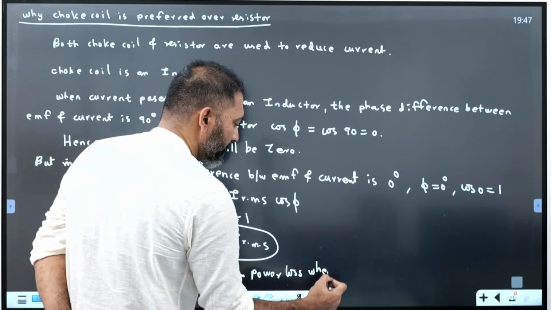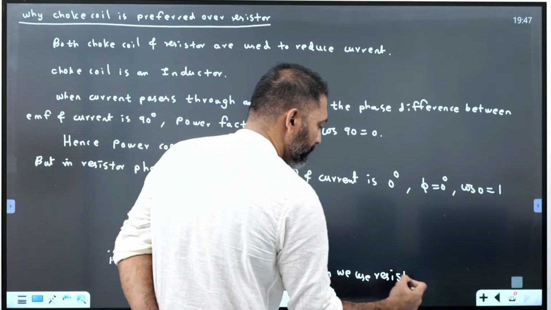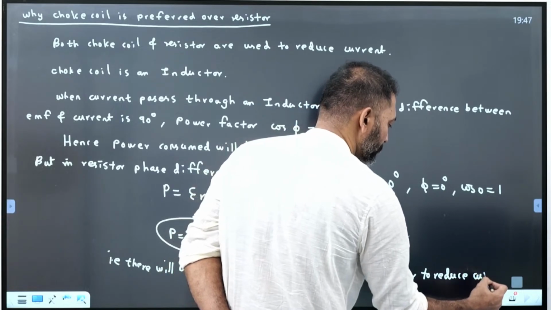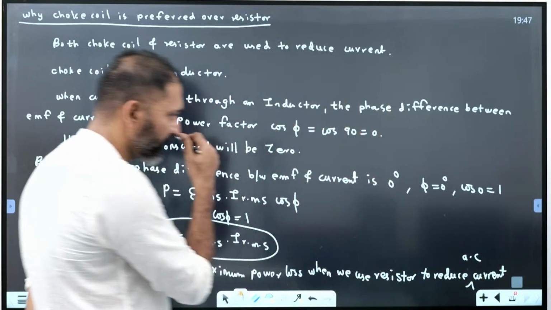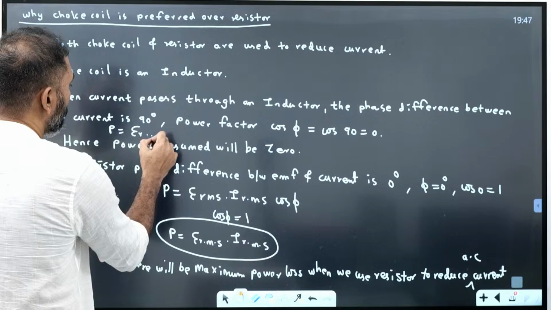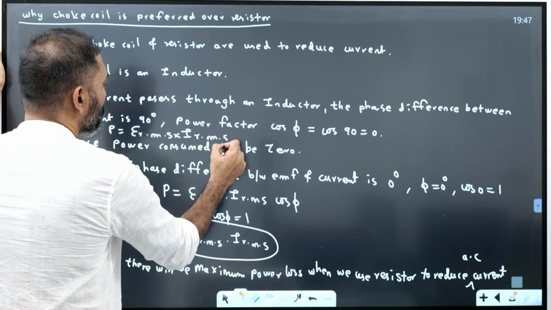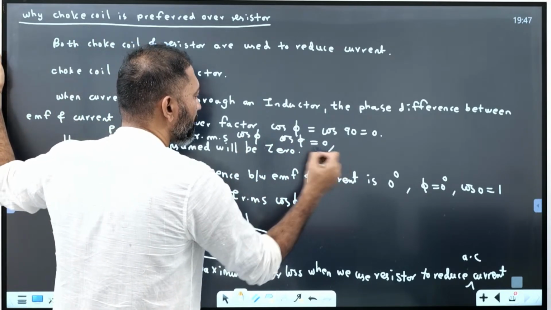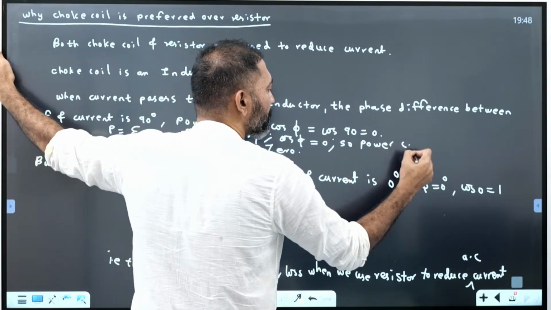There will be maximum power loss when we use resistor to reduce current. Here power equal to what? ERMS, IRMS, cos phi. Cos phi is equal to 0. So power consumed equal to 0.